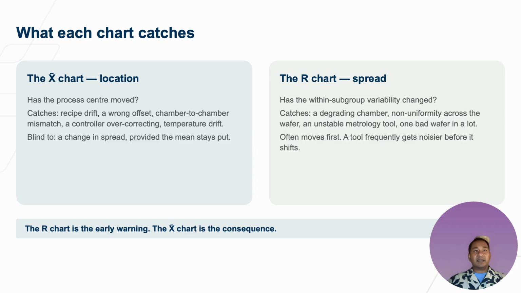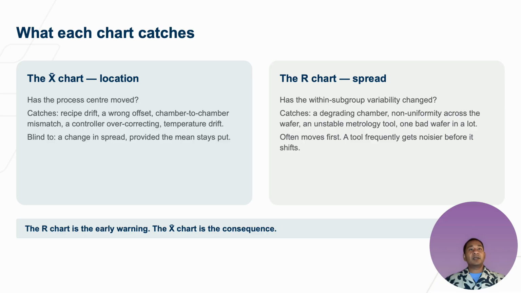Let us be precise about what each chart is sensitive to. The X bar chart watches location. Has the center moved? It catches recipe drift, a wrong offset loaded, chamber to chamber mismatch, a controller overcorrecting, temperature drift. It is blind to a change in spread provided the mean stays put, and the blindness is total, not partial. The R chart watches the spread. Has within-subgroup variability changed? It catches a degrading chamber, increasing non-uniformity across the wafer, an unstable metrology tool, or one bad wafer in the lot.